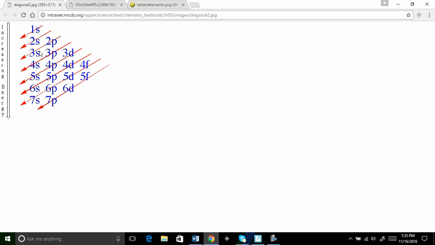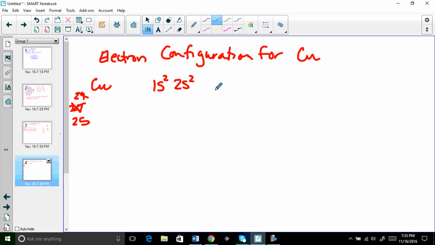What fills next is 2p. But this is interesting. P orbitals don't hold 2, they hold 6. So 25 minus 6 is 19. So copper has 29 electrons. We've placed 10 of them because 2 plus 2 plus 6 is 10. We have 19 left. Now, what fills after 2p?